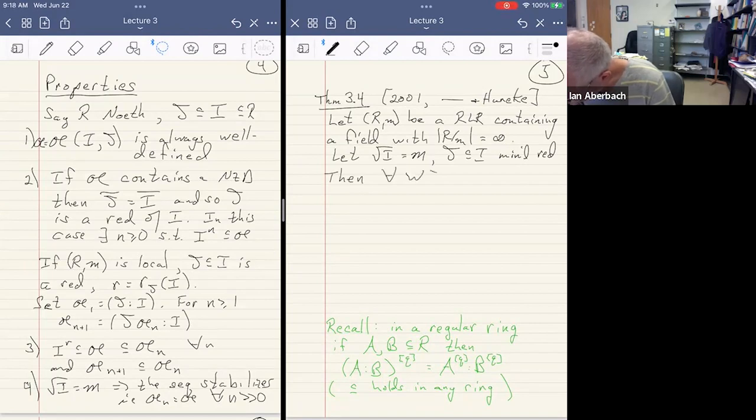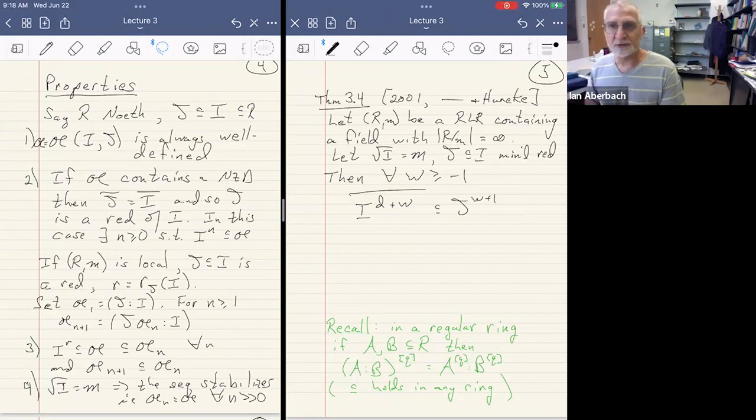for all w, there's a little trick here. We're going to start with minus one instead of zero. If we look at the integral closure of I to the d plus w, where remember d is the analytic spread in this case, this is contained in J to the w plus one. Well, so that would be the usual Briançon-Skoda theorem, but where can we put the coefficients? We can put them in the coefficient ideal.